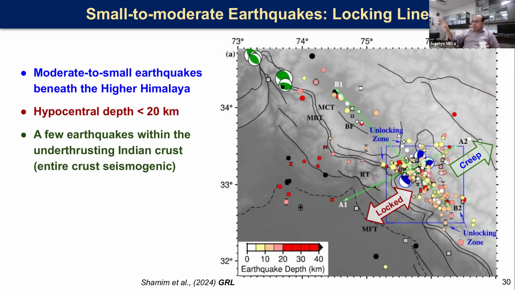There are also these three focal mechanisms, which are from the Kishtwar earthquake and the two other aftershocks that happened after it. So as of now, concentrate on the circles that I'm talking about, which are color-coded by depth. What are the main things that we see?